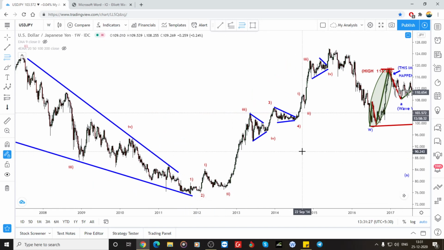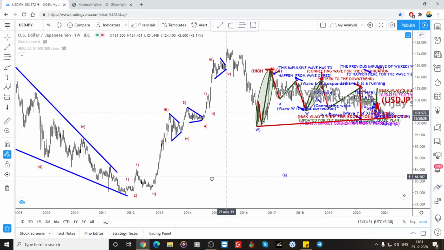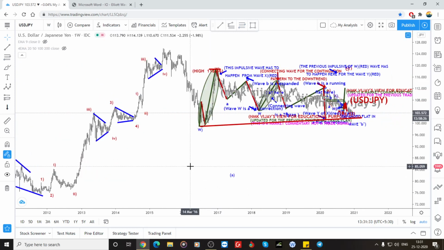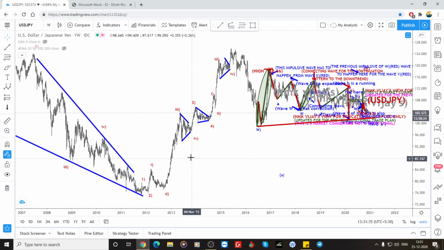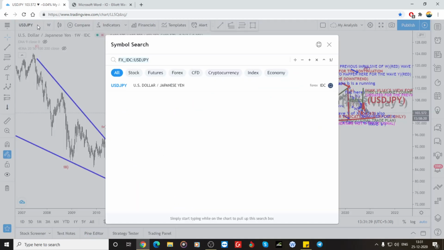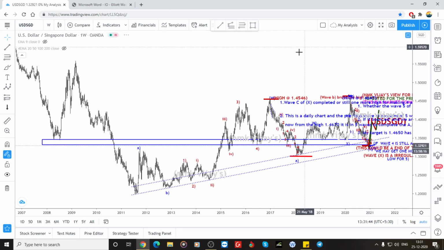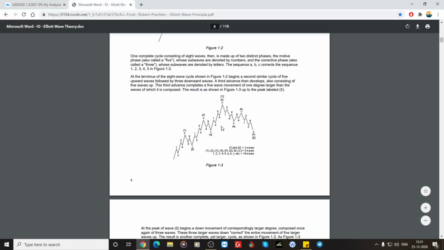So I think you understand the basics, so we will continue and I will keep on uploading. The next thing is, the first third wave got extended, we have already seen, and we will see that the fifth wave is also extended sometimes.